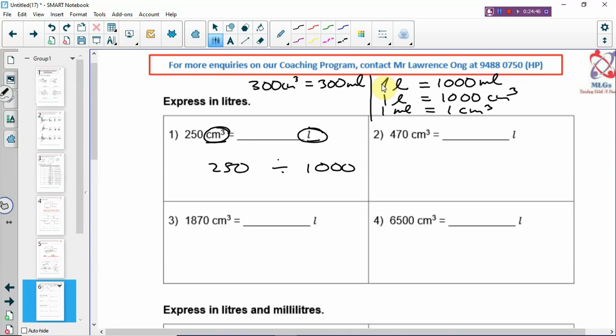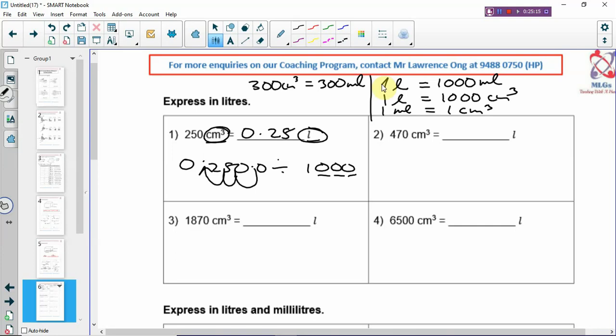And how to divide by 1000? You can change the whole number into a decimal, right? Then you shift the decimal point to the left 3 times because there are 3 zeros. So shift to the left 1 time, 2, and 3. So your decimal point is now above the arrowhead and the 0 is in front. So how many liters is that? That will be 0.250 or 0.25 liters. Okay, that's how you change from small to big.